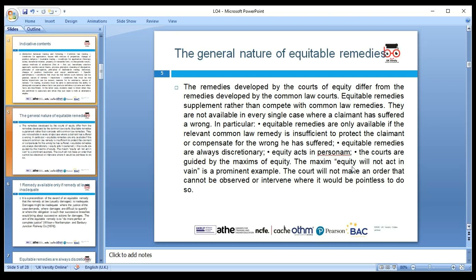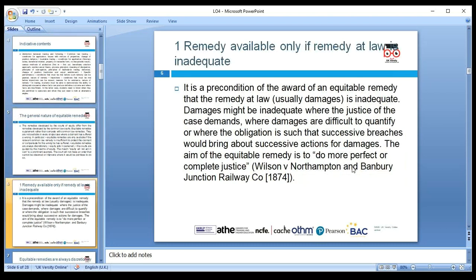One maxim is that equity will not act in vain. A prominent example: the court will not make an order that cannot be observed, and will not intervene where it would be pointless to do so. That's what we need. Next we are looking at the following.